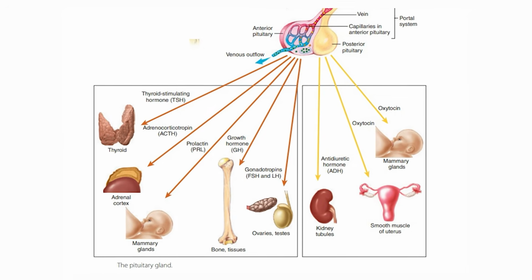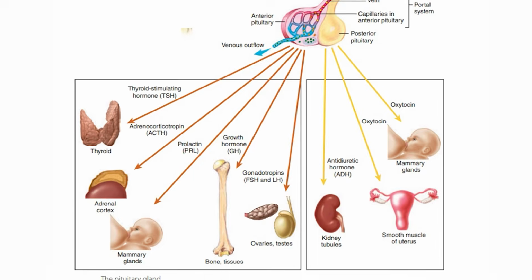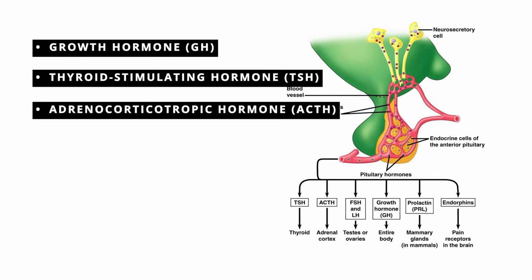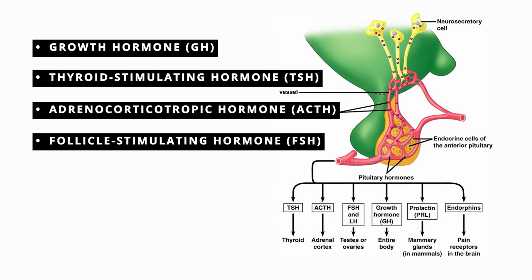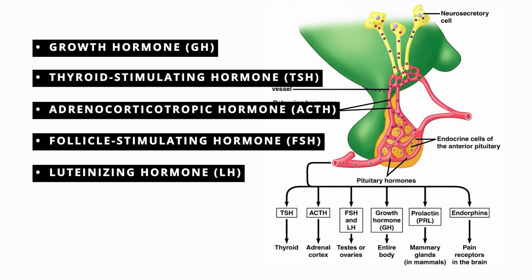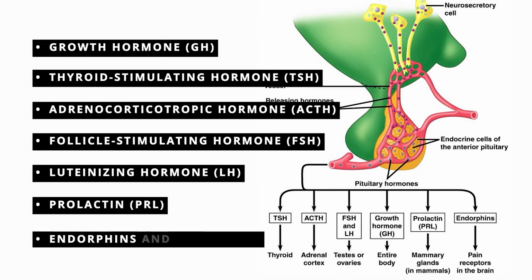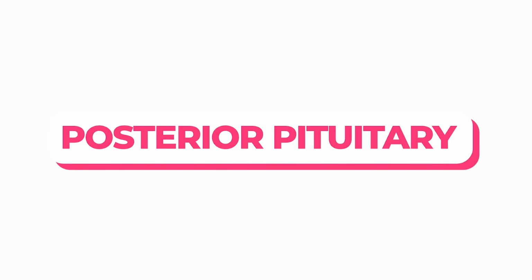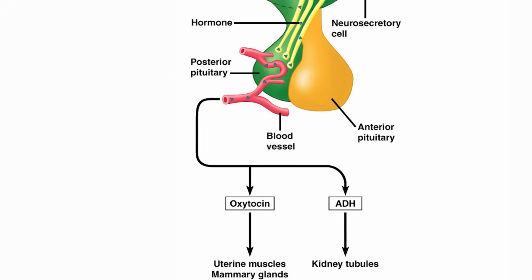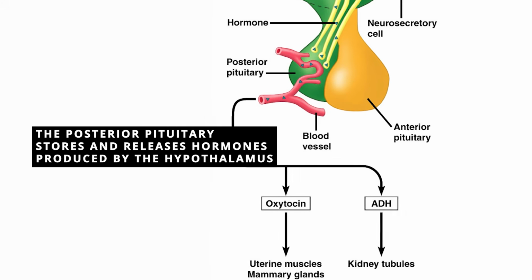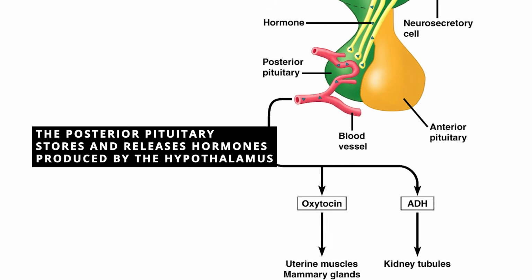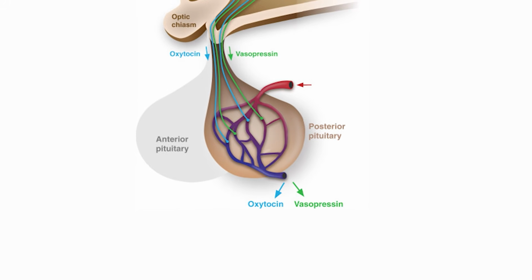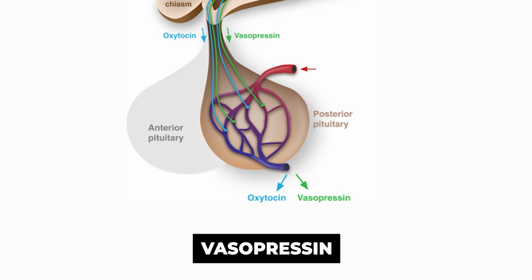Hormones produced and released by the anterior pituitary include growth hormone, thyroid-stimulating hormone, adrenocorticotropic hormone, follicle-stimulating hormone, luteinizing hormone, prolactin, endorphins and enkephalins. Posterior pituitary, neurohypophysis. Unlike the anterior pituitary, which produces hormones, the posterior pituitary stores and releases hormones produced by the hypothalamus. Hormones released by the posterior pituitary include oxytocin and vasopressin.